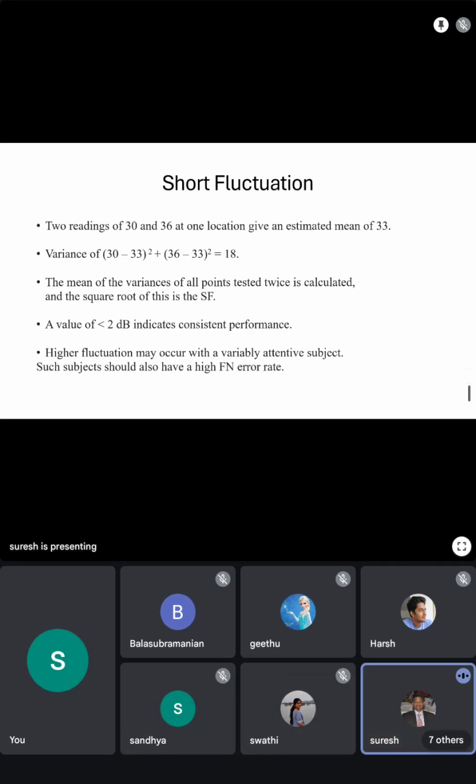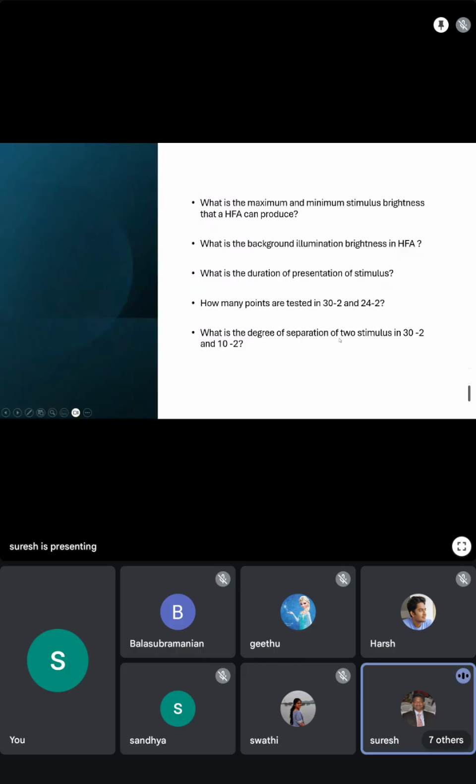Anyone? Long-term fluctuation is inter-test variability. This is intra-test. During the test, if there is a variation, it is known as short-term fluctuation, and long-term fluctuation is inter-test, between two tests. Okay. Now, anyone, what is the minimum and the maximum stimulus in a HFA?